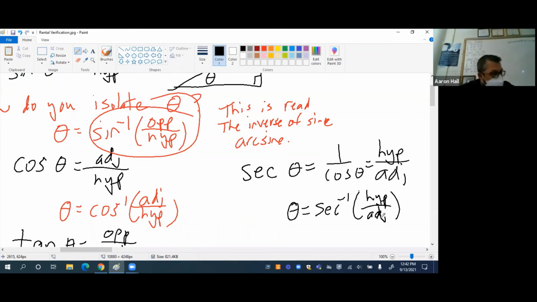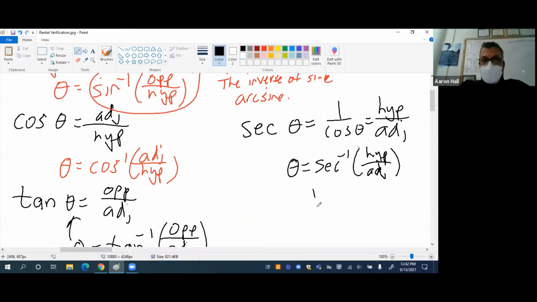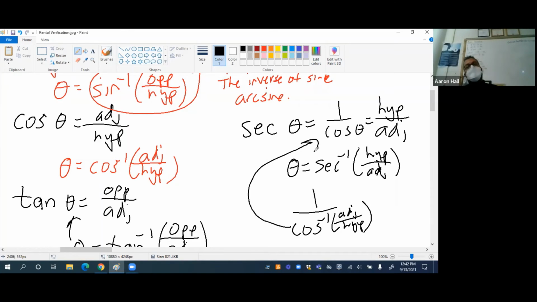I have a calculator. This is a TI-84. Does anybody have a TI-84? Do you have secant in your calculator? No, you don't. So how would I do this problem using my calculator? Yeah, just 1 over the inverse of cosine of our adjacent over our hypotenuse, right? Yeah, we just do that. The TI Inspire has secant, cosecant, and cotangent. But if you have a TI-84, you're going to have to use this method here.